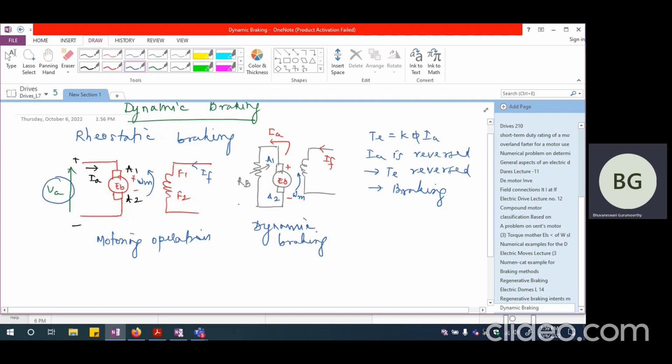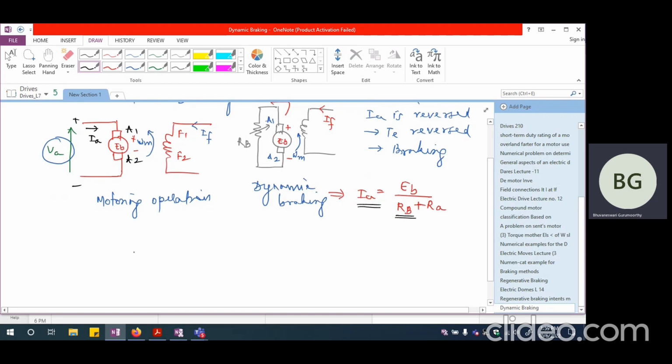And if I look at what kind of current I'm going to see, in this particular case I'm going to have IA equal to EB divided by RB plus whatever is the inherent armature resistance. So you have to choose this RB value in such a manner that this current is not exceeding whatever is the limit that can be tolerated by the DC motor's commutator and brush assembly.